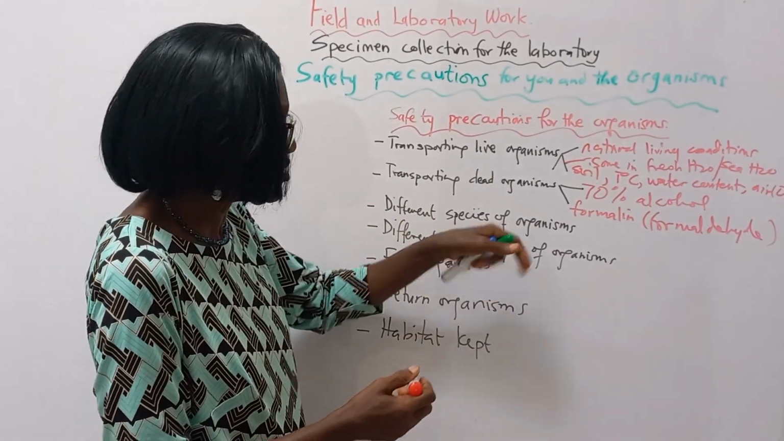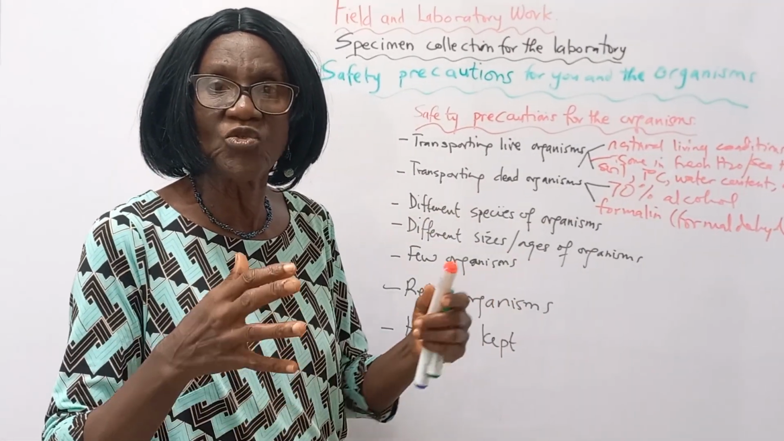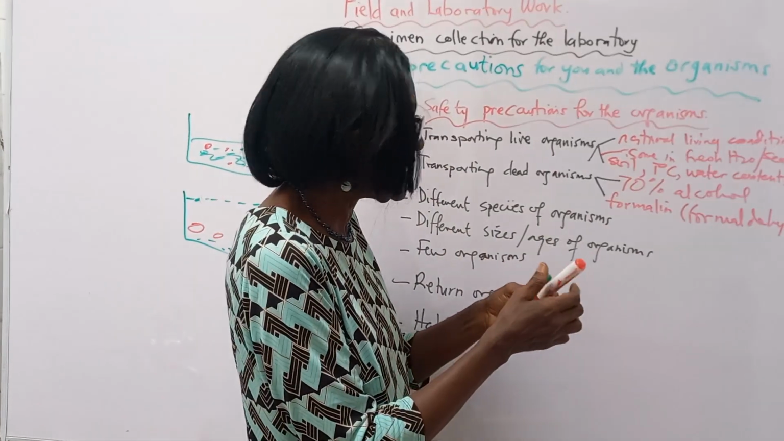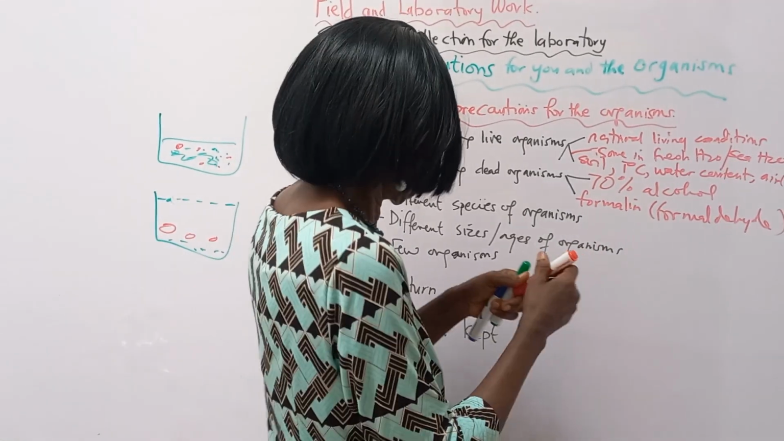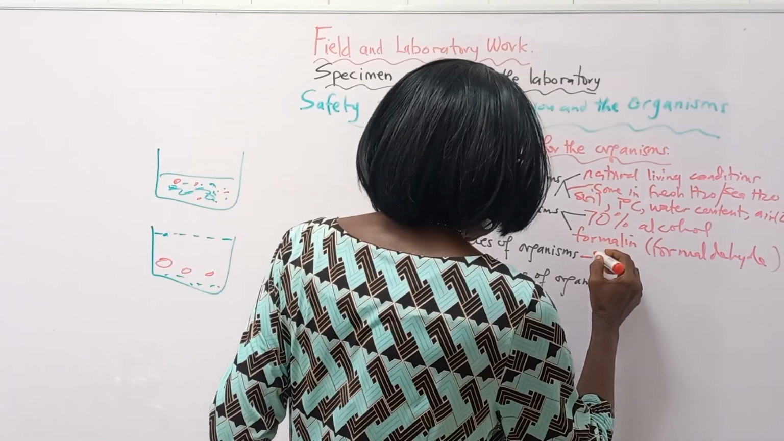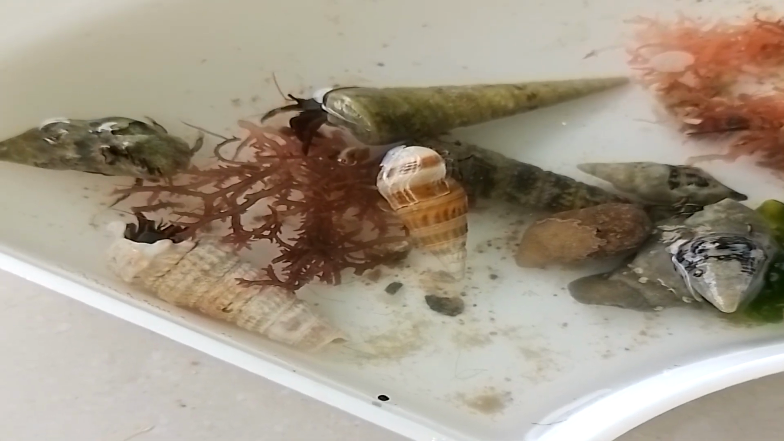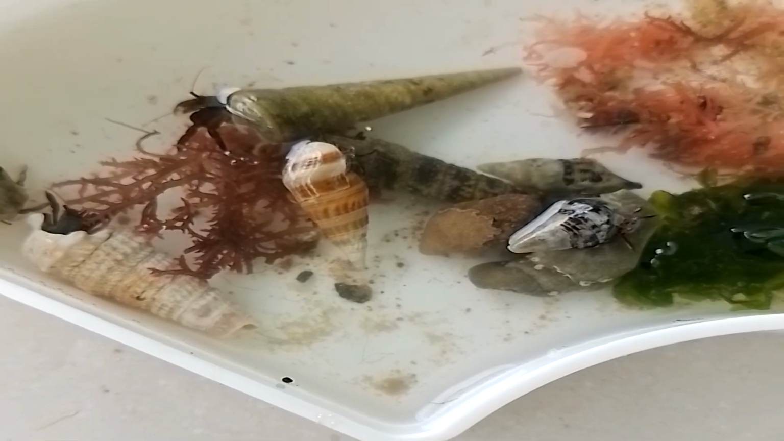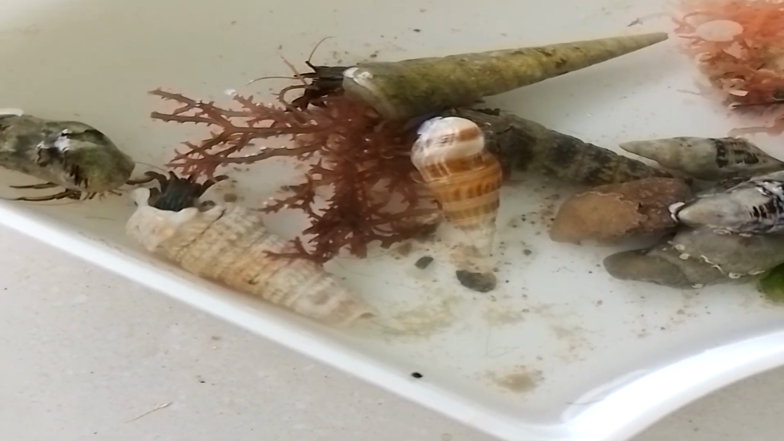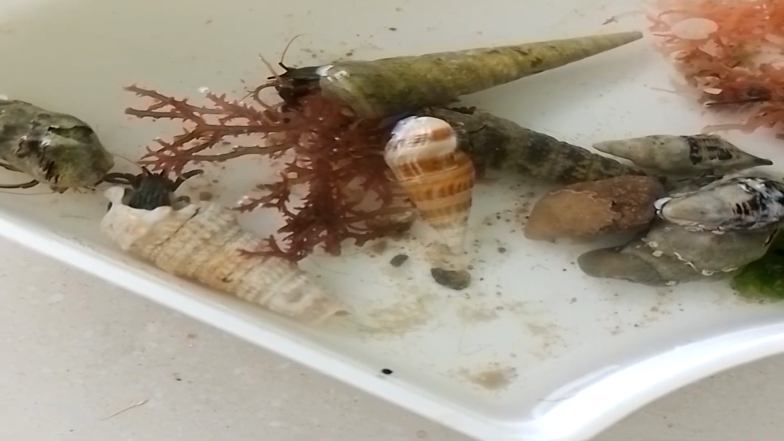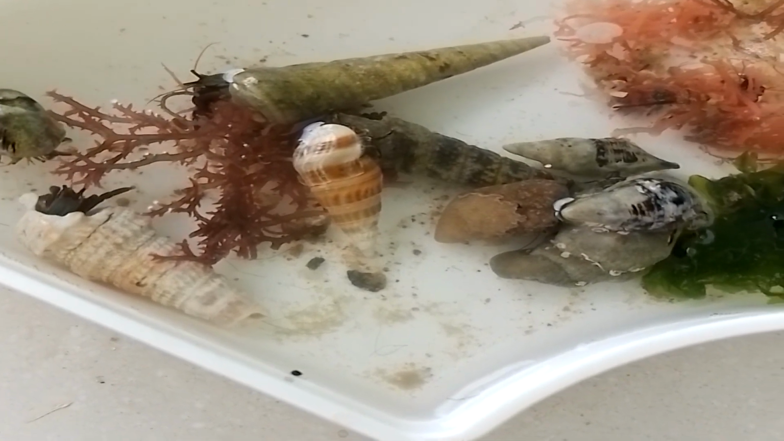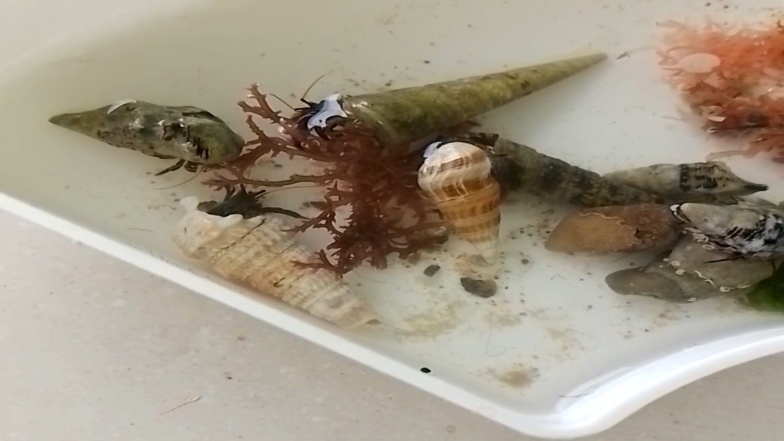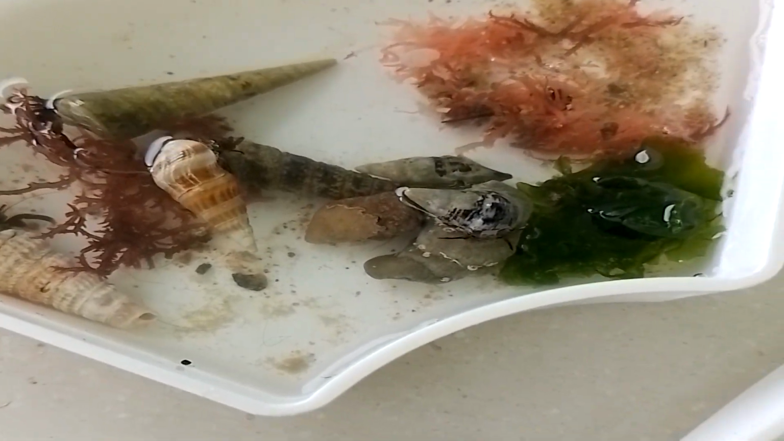Then different species of organisms should be put into different containers. If you put different species into the same container, one can eat the other. For instance, hermit crabs should not be transported with seaweeds like water lettuce. We need the hermit crabs. We also need the seaweeds. They should be put in different containers. If they are put into the same container, the hermit crabs will be eating the seaweeds. So different species of organisms in different containers.